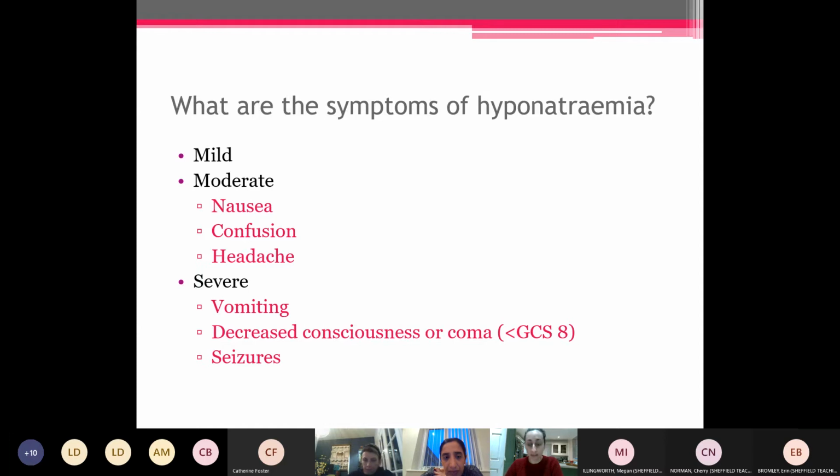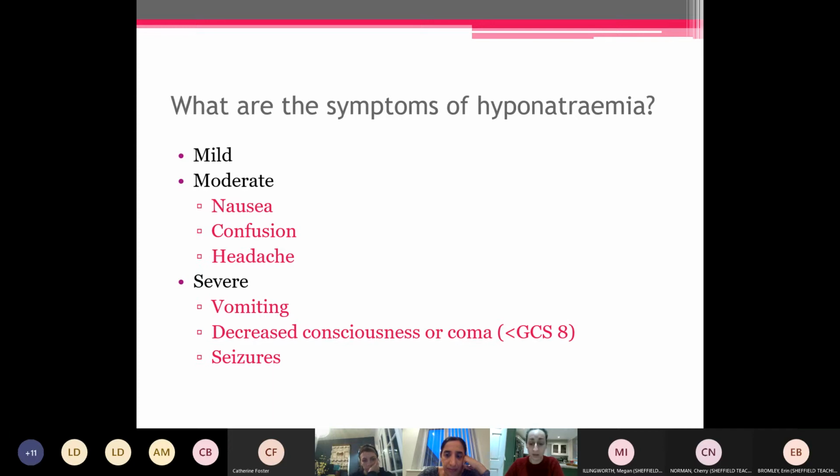In severe, we've got vomiting, so more than once. Obviously, it would be sort of profuse vomiting, decreased consciousness or coma, and seizures. So anyone with those severe symptoms, firstly I would be surprised if someone had severe symptoms because of the low sodium, if they had a sodium that wasn't that low. So you wouldn't get someone with a mild or moderate hyponatremia that has severe symptoms. I would be looking for another cause of those symptoms.